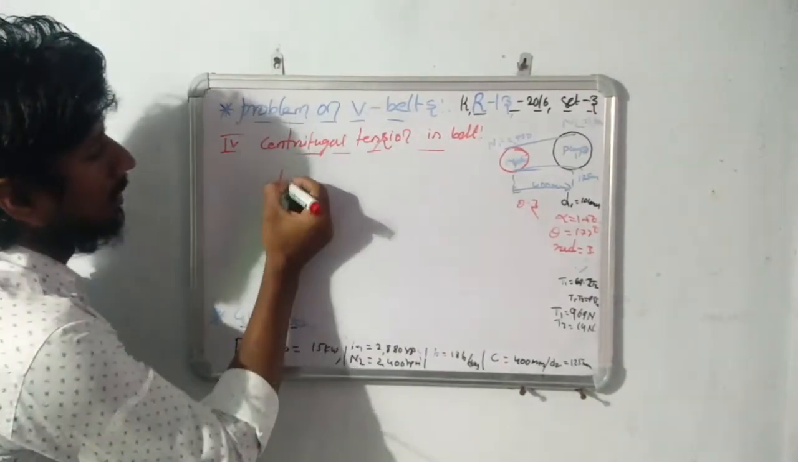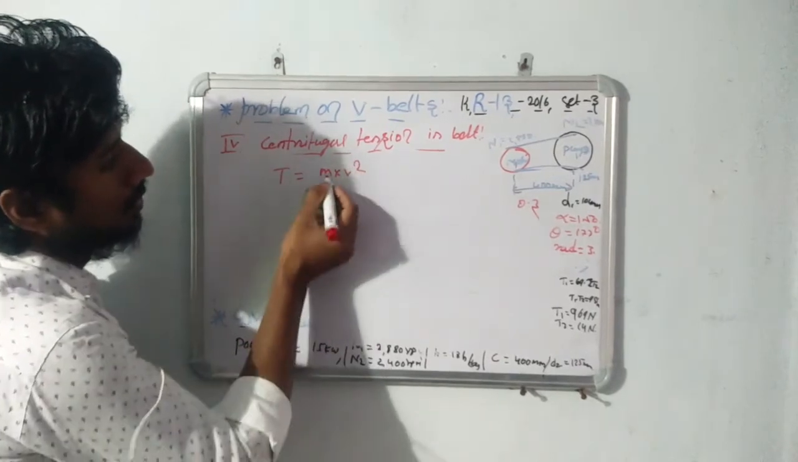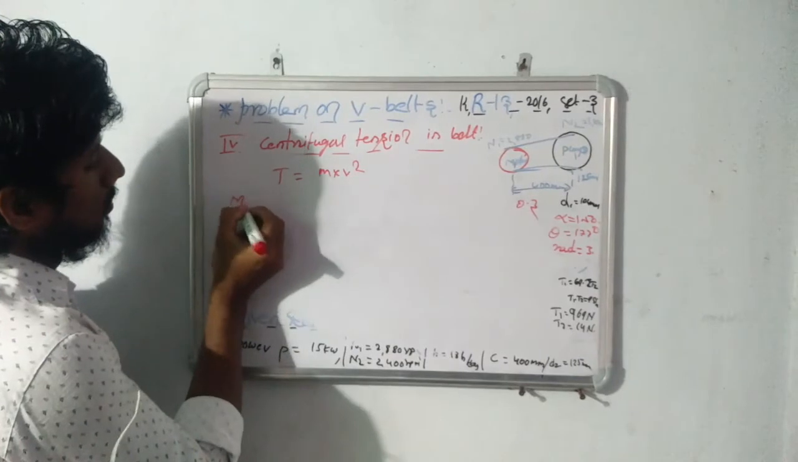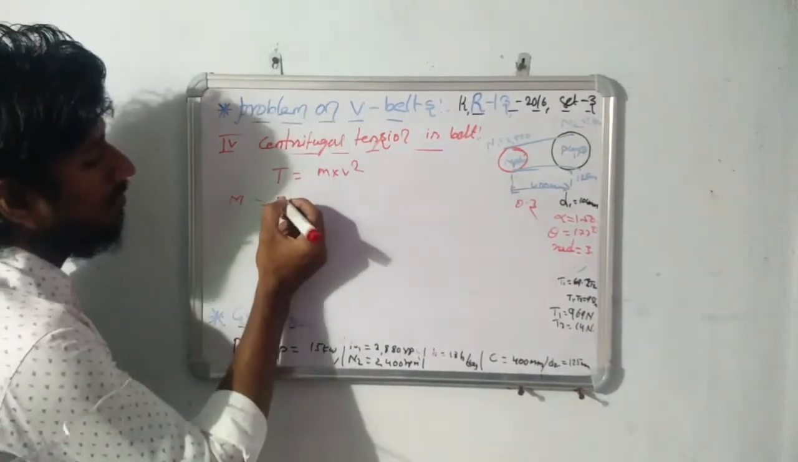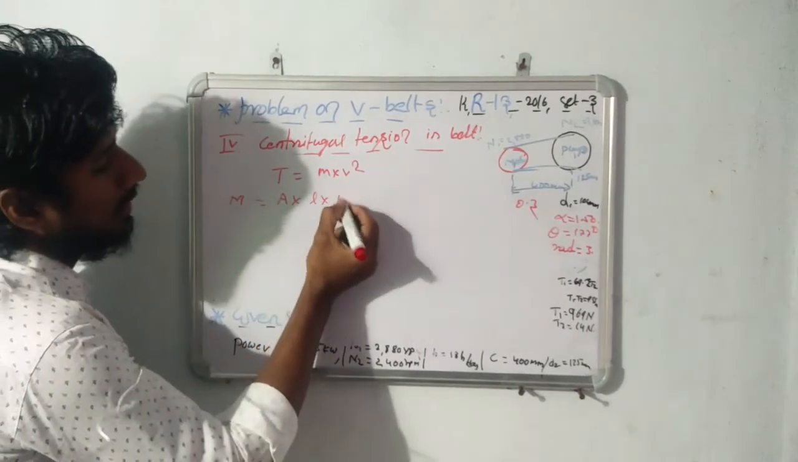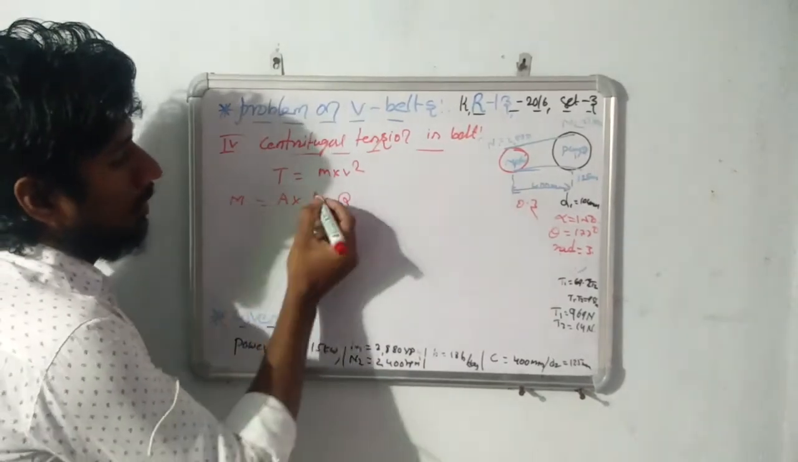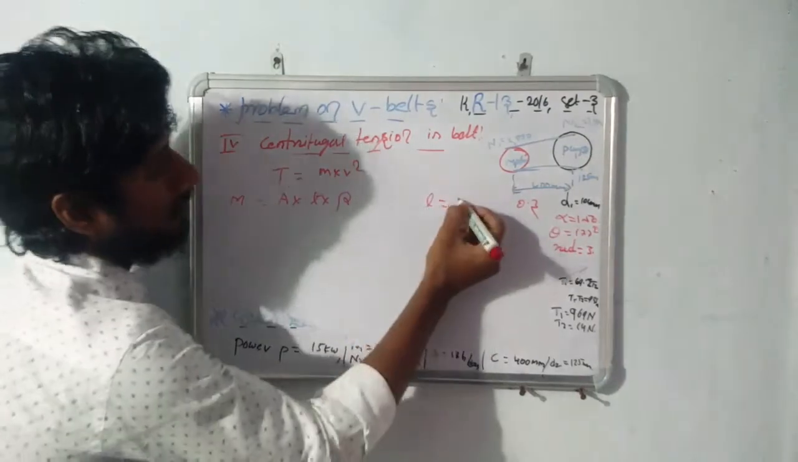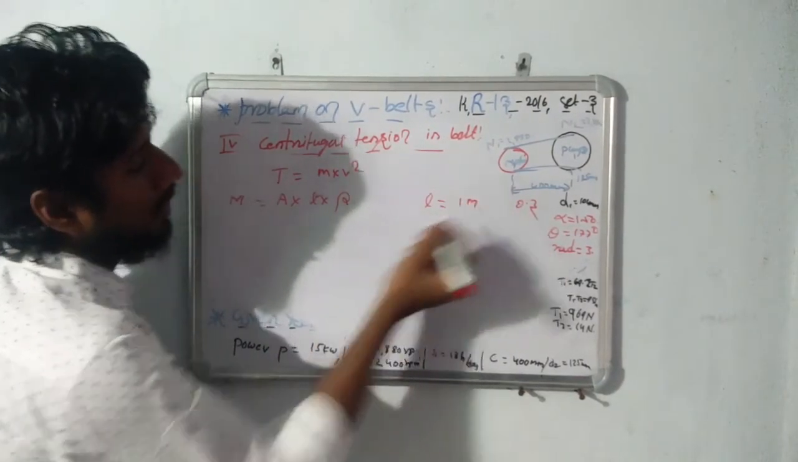What we know? The T equal to mass into velocity square. So here we don't know the value of the mass. Let's find out the mass of the belt. What we know, mass of the belt? Area into length of the belt into density. Here we consider the V belts, and flat belts are maximum for. We don't know what is the length here, so that's why it's considered as 1 meter.